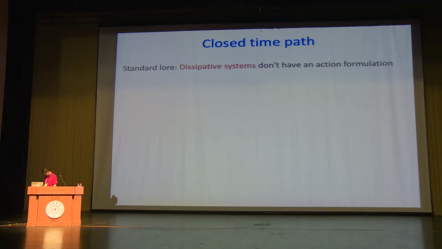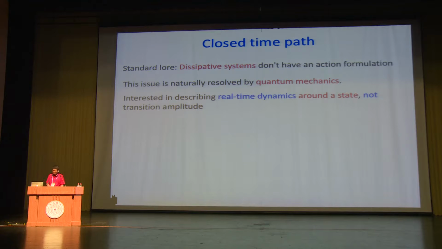Many of you may know that the standard lore of hydrodynamics is that dissipative systems actually don't have an action formulation. Classically, this is true. Indeed, it's awkward to write down an action for a dissipative system. But this question actually has a natural resolution in quantum mechanics. Here we're interested in describing real-time dynamics around some state, and not some transition amplitude. That means we cannot use the standard path integral formalism, which corresponds to the transition amplitude, where you do your path integral from t equal to minus infinity to t equal to plus infinity.